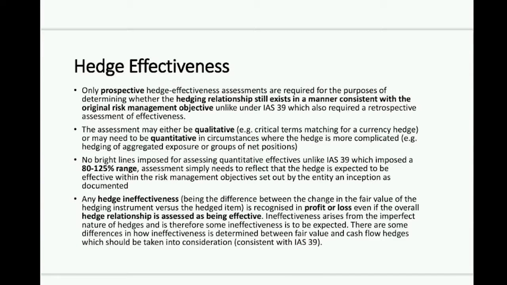So I am paraphrasing a little bit in terms of the example that I've just given you, and you should note that there are slight differences in terms of how we actually determine quantitatively the amount of ineffectiveness to be recognized in profit or loss between a fair value hedge and a cash flow hedge. But that is the same as it's always been under IAS 39 in terms of the ineffective portion that is recognized in profit or loss.